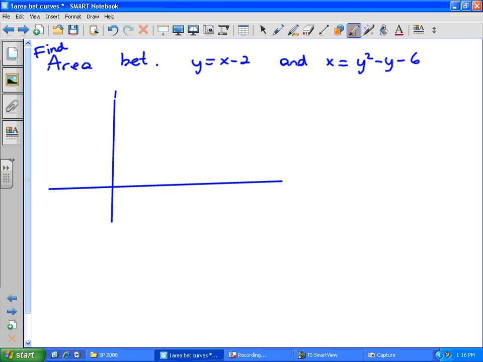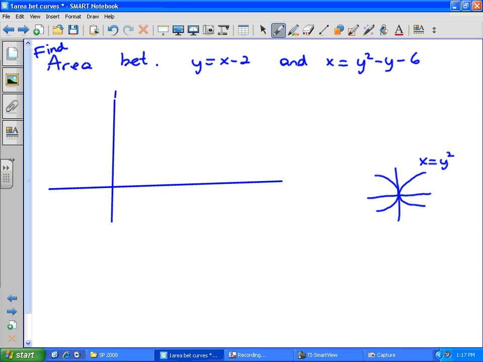In general, what kind of a graph is x equals y squared? X equals y squared would be something that opens to the right, correct? And x equals negative y squared would be a parabola that opens to the left. The first one opens to the right, the second one opens to the left. So this one is positive y squared, the other one is negative y squared. Now in this case, we have a positive y squared, right? X equals positive y squared. So you can already see this parabola should open in which direction? It should open to the right, correct?